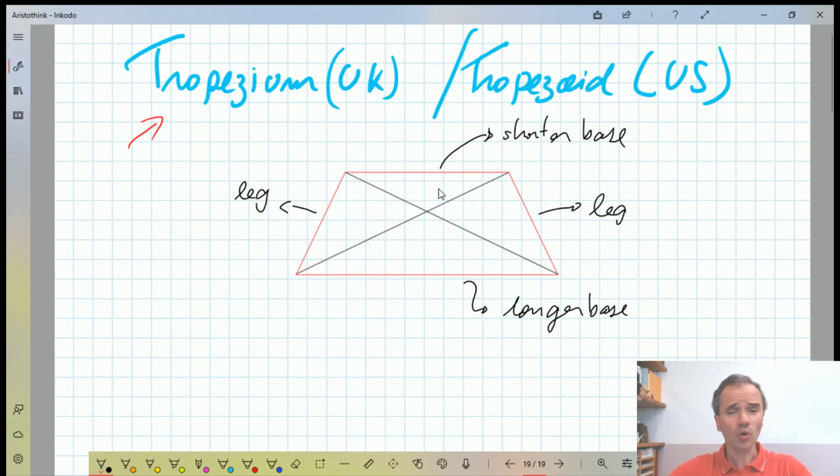Now, what about types of trapezium? Well, we have some types. I'm going to write very briefly here. First we have this very perfect trapezium, where this side is the same as this one, and we're going to call this one the isosceles trapezium.